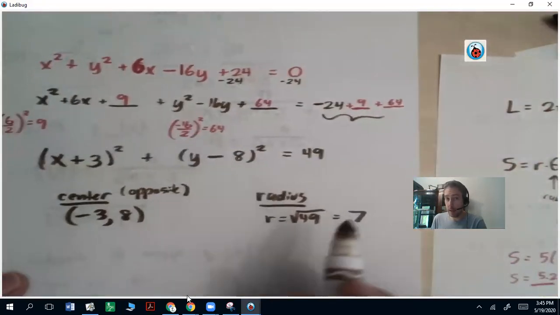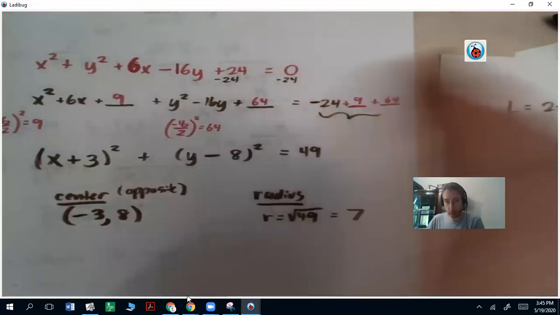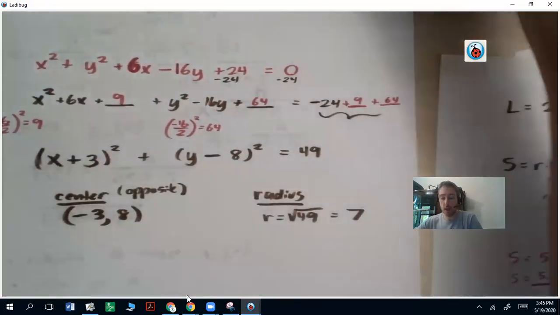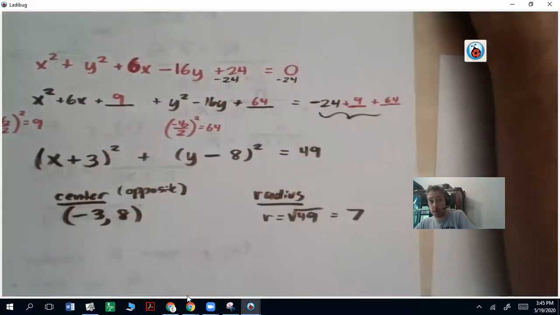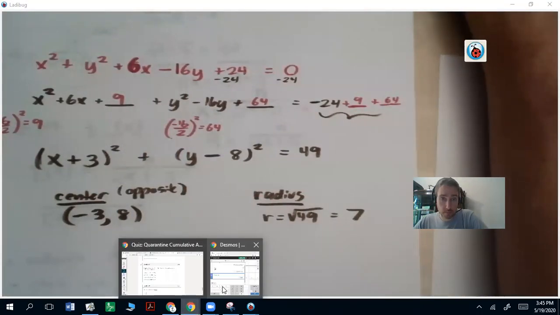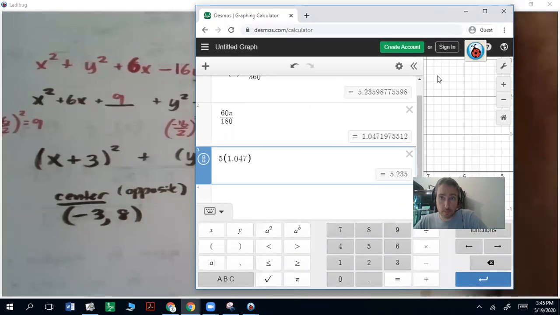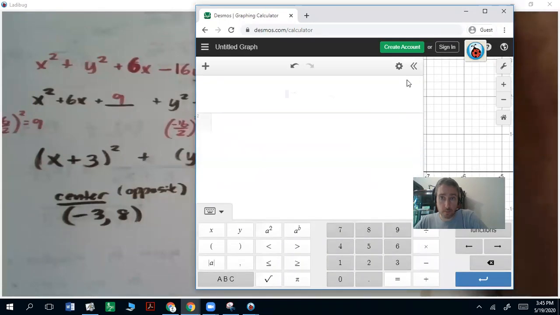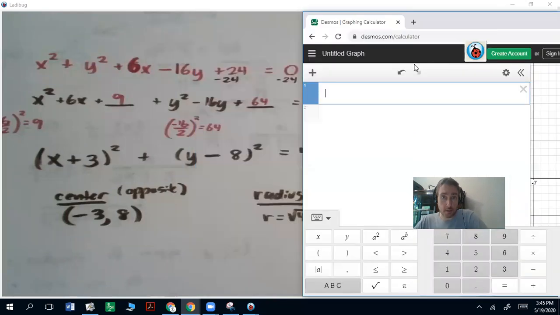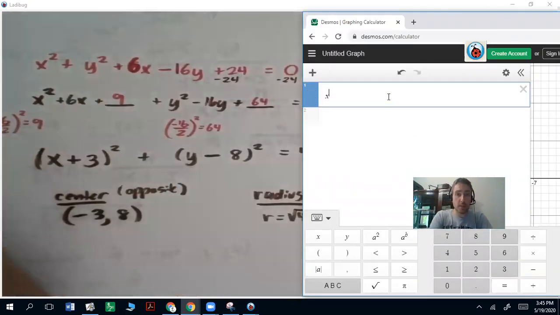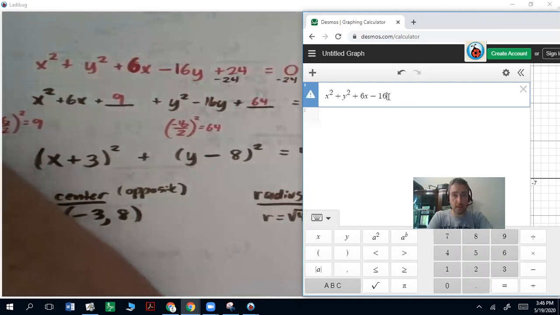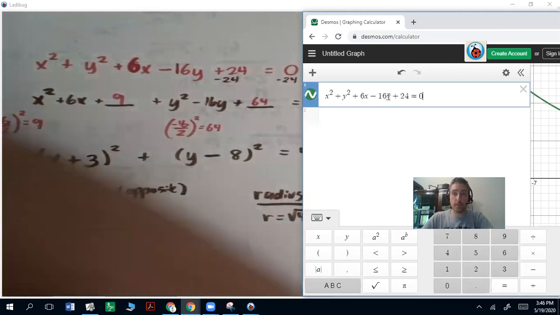So that's how to get it by hand. You can pause it so you can try to figure it out. I'm going to put it in a graph so I can show you also how to get it from Desmos. You're going to take your original equation. You're going to type it into Desmos. X squared plus y squared plus 6x minus 16y plus 24 equals 0.